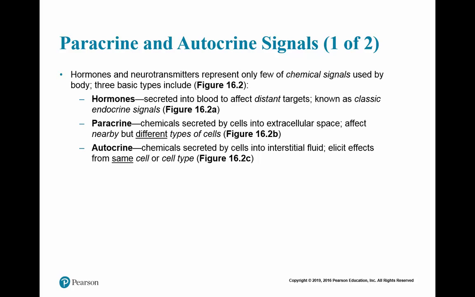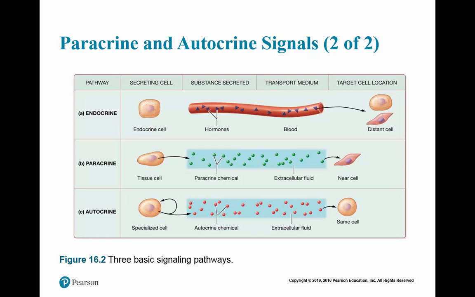Now autocrine signals, auto means self, so they're going to secrete chemicals that go into the interstitial fluid, but it's going to affect cells that aren't necessarily close by, but it's got to be the same type of cell.